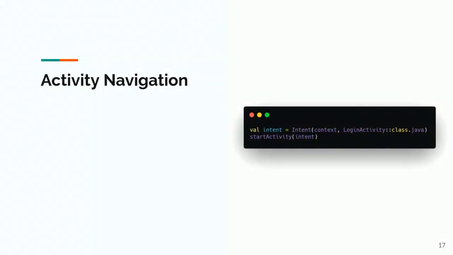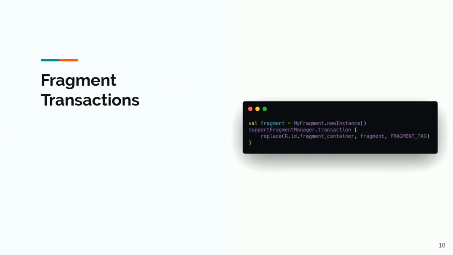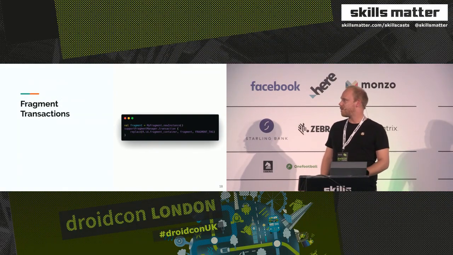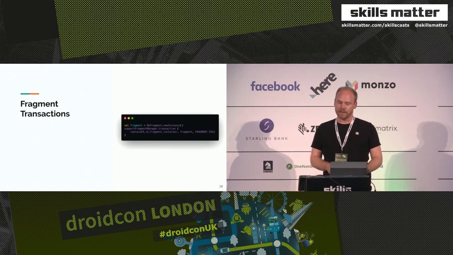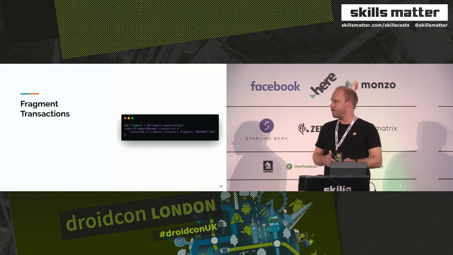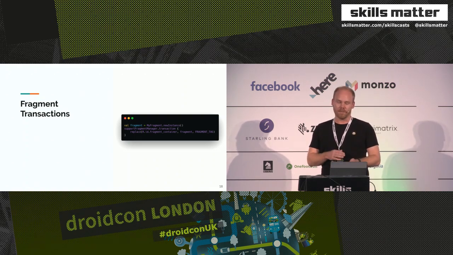The activity navigation is pretty straightforward. We just create an intent, we add a target class, and then we start the activity from a base context. If we are working with fragments, we will encounter fragment transactions. Since fragments are a bit more flexible in general, as multiple fragments can be hosted in a single activity, we are more flexible here as well. So we can do different things. We can add a fragment, remove it, or we can just replace it.